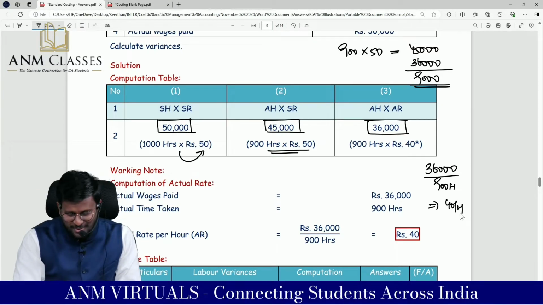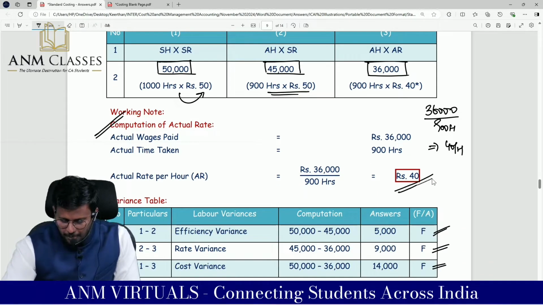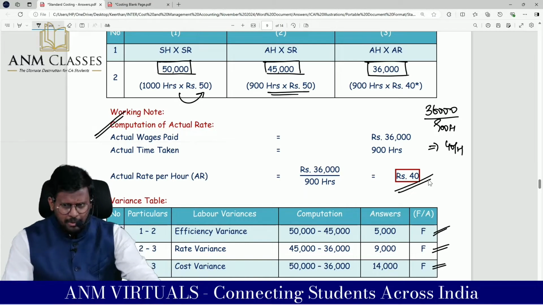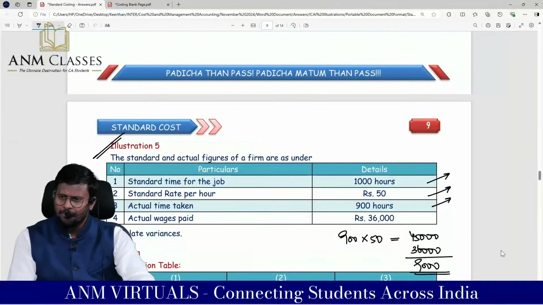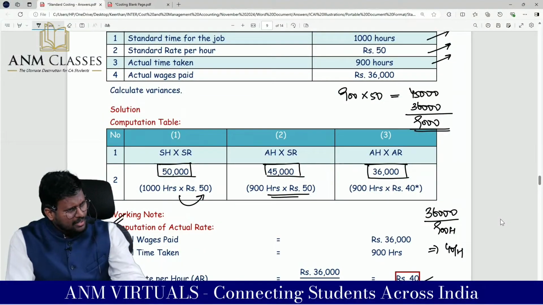Smart. Are you really with me? Yes sir. So computation of actual rate is 40 per hour. There is actually no need to calculate it, because they have themselves given actual hours into actual rate, which is 36,000. We don't need to write 40 rupees per hour. We can proceed without it.